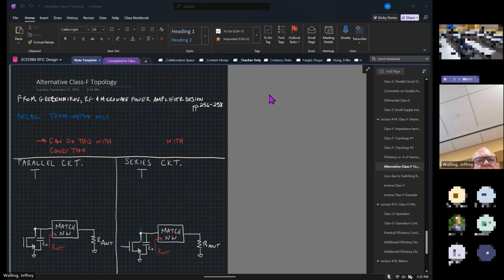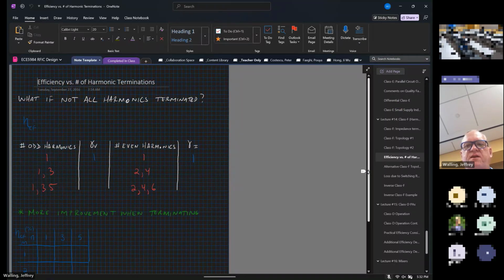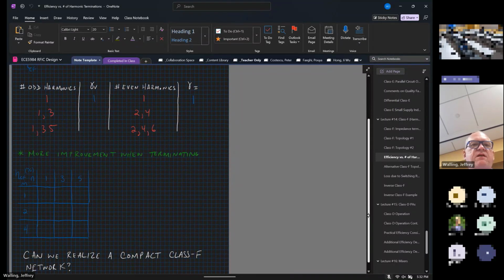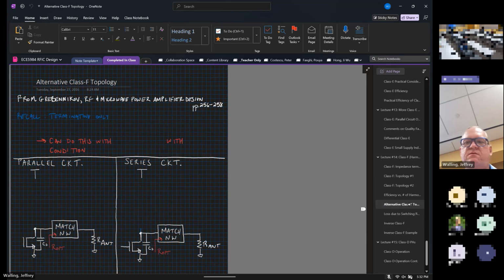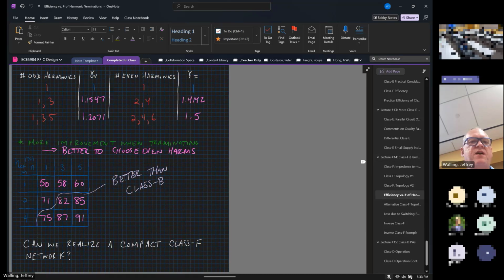Okay. So when we were last week, we were looking at the concept of the class F amplifier, and the class F is pretty much just a brute force way of realizing a switching amplifier with 100% efficiency.